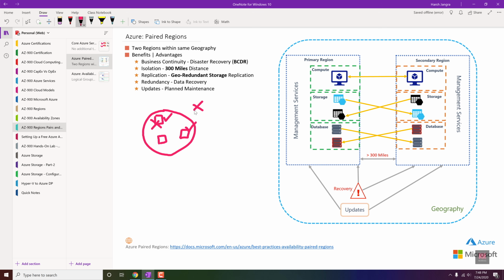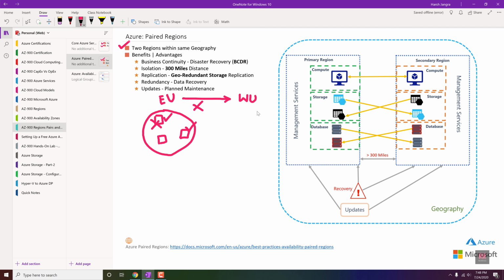So what they have thought of and what they have done is they actually paired these regions. For example, if this region is East US, they have done, as an example, no, this is exactly the paired region. I will talk about the paired region information on the Microsoft official website, but this is just to give you one example. So you have all your resources running in this particular region, which is East US. What they have done is they actually copy the same data, whatever is running on this particular region in the data centers, to, for example, West US.